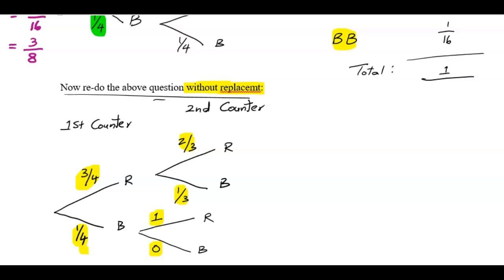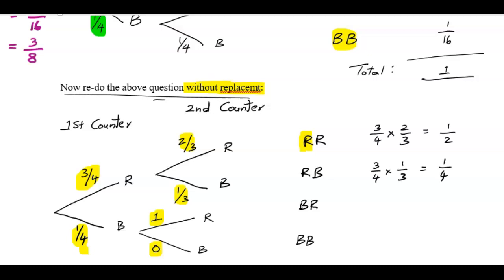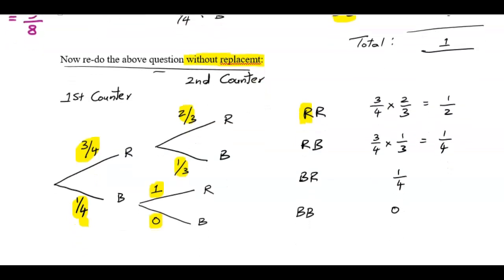Now, if I was to represent my outcomes in this case, we're going to have red and red, red and blue, blue and red, blue and blue. And the probability of their outcome is going to be, for the first one, 3/4 times 2/3. That's going to be 6 on 12, which is simply 1 on 2. Similarly for the second one, 3/4 times 1/3, which is 1/4, then 1/4, and 0. And again, if you add all 4 probabilities, that is going to be equal to 1. That's again a second check for you to do this question.